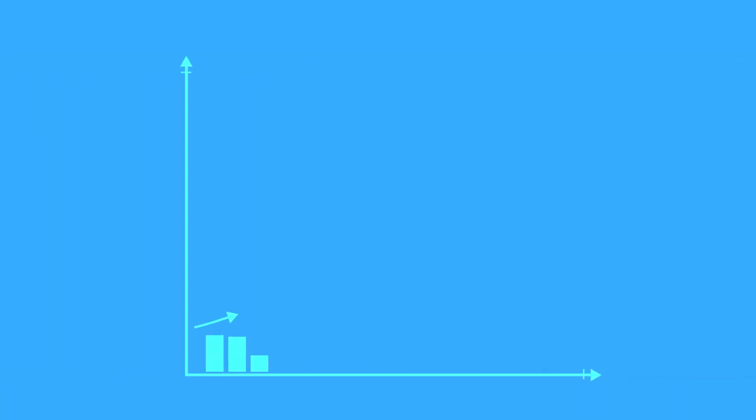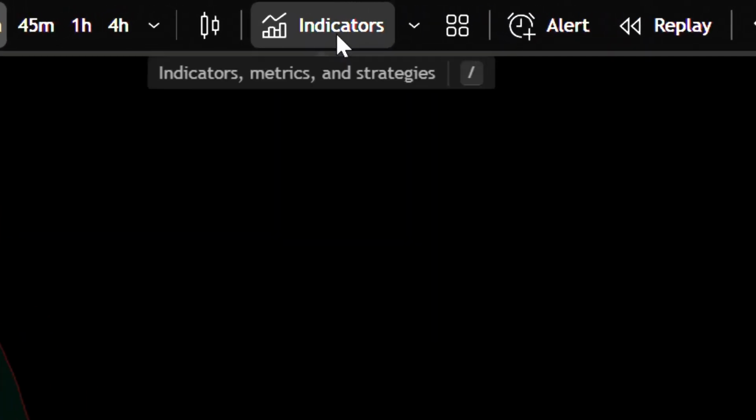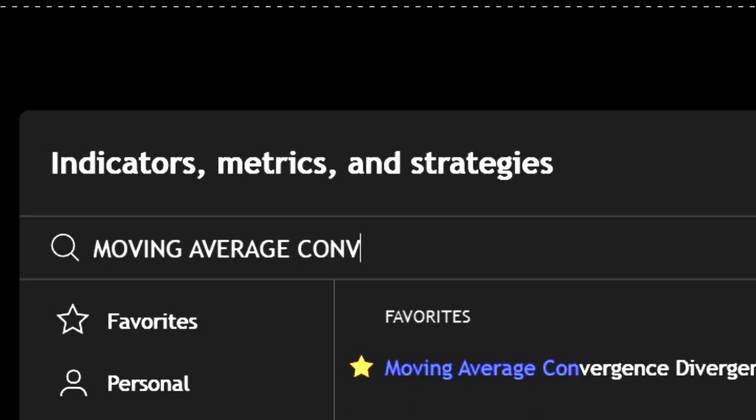The indicator I've been testing and getting awesome results with is the moving average convergence divergence, or just MACD for short. Super easy to set up. Head over to TradingView, hit the indicator section and type in MACD or moving average convergence divergence, and add it right into your chart.